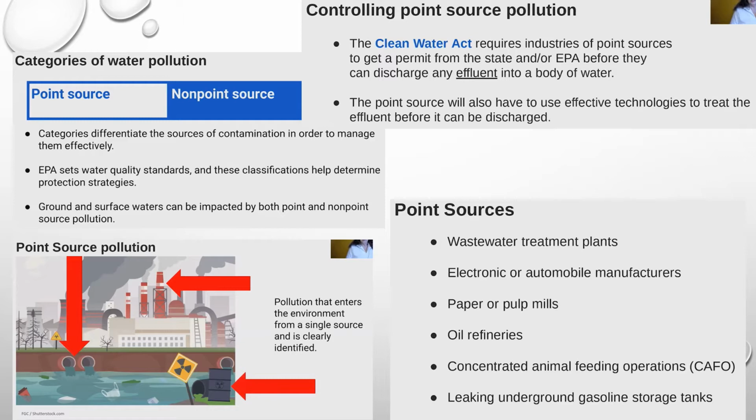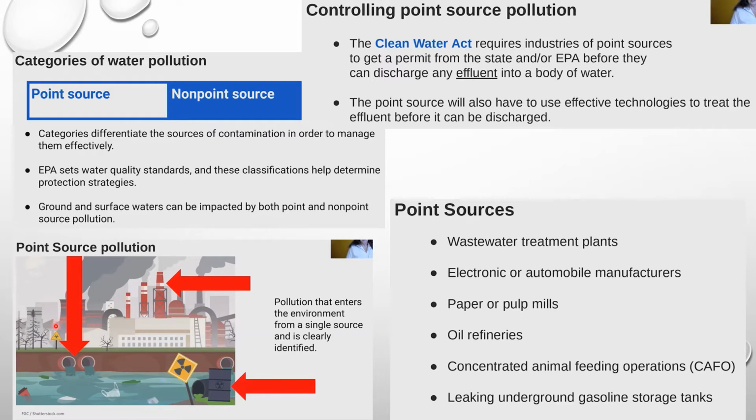Let me see if I can turn my laser pointer on. Right there, effluent, E-F-F-L-U-E-N-T. So that is a point source because we know exactly where the pollution is coming from. So we could actually do water tests on whatever is coming out of there, and we can determine if whatever's coming out of there is also in the rest of this water. We can determine that and then fine this company for putting stuff in this water that they shouldn't have.